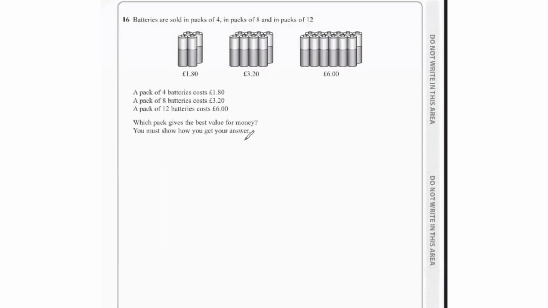So what we're going to do over here is find the value of one battery from each pack and then compare their value. So I'm calling this A, this is B, and this is C. So for A, cost of one battery, that's going to be 1.80 divided by 4, which gives us 0.45 pounds.